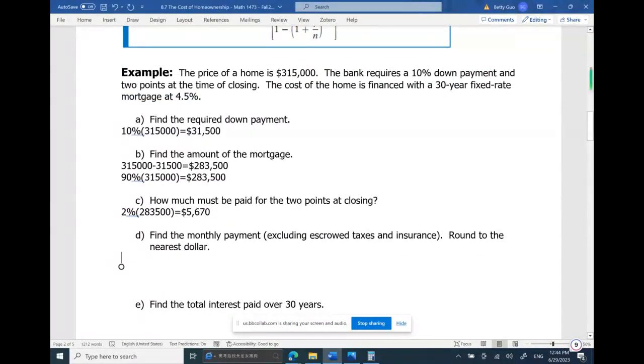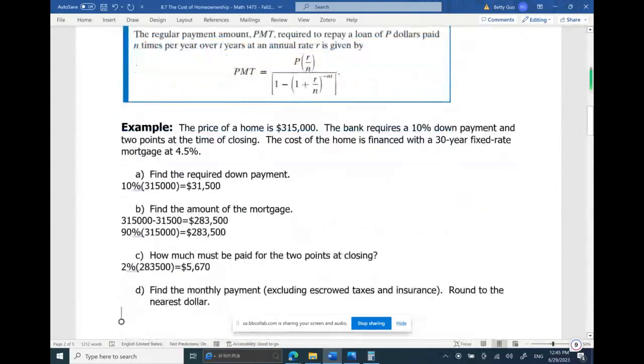Part D. Find the monthly payment, excluding escrowed taxes and insurance, round to the nearest dollar. The answer we derive using the formula does not include taxes and insurance. As I give you my example, taxes and insurance every month are not cheap, so be aware of that. For finding the monthly payment, we have 3 different methods, same as with the auto loan from the previous section. The first method is to use this formula.